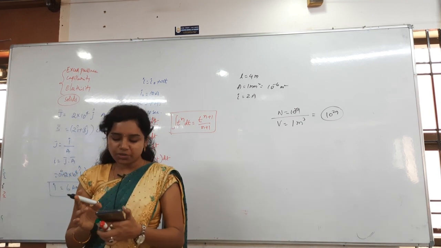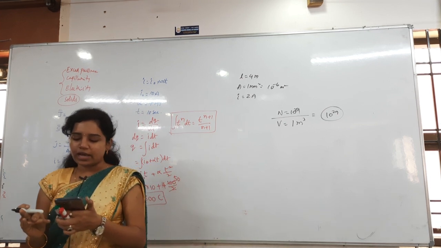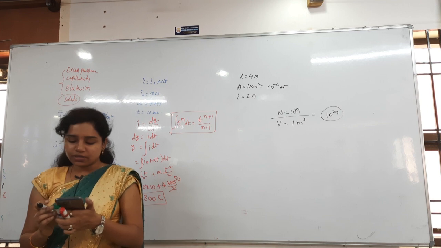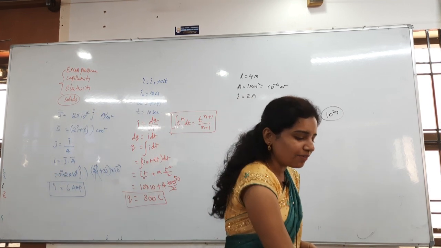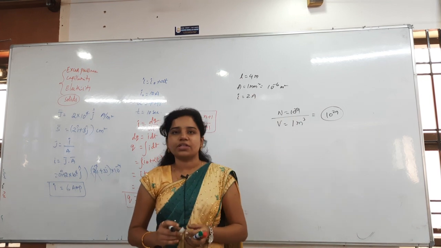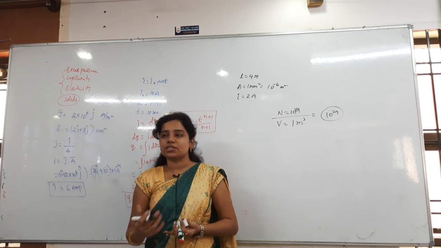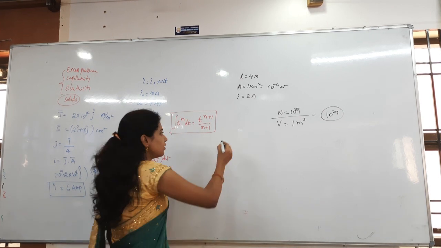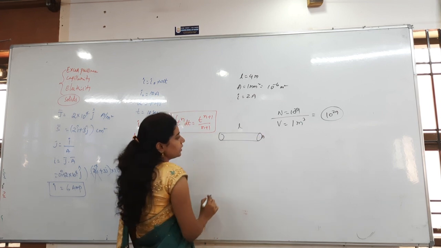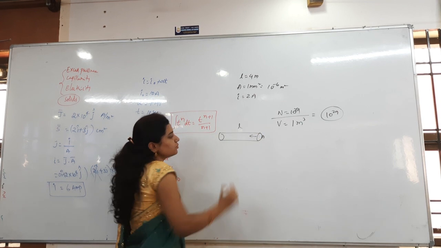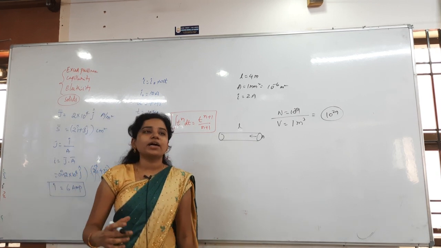So here each cubic meter of the material contains 10 power 29 free electrons. Then find the average time taken by the electron to cross the length of the wire. We don't have any formula for the time taken first of all. So you have to find out the velocity with which it is running in the conductor. This is the conductor of length L, with area A, and the electron is moving and undergoing a number of collisions. So always you will get the average value only.